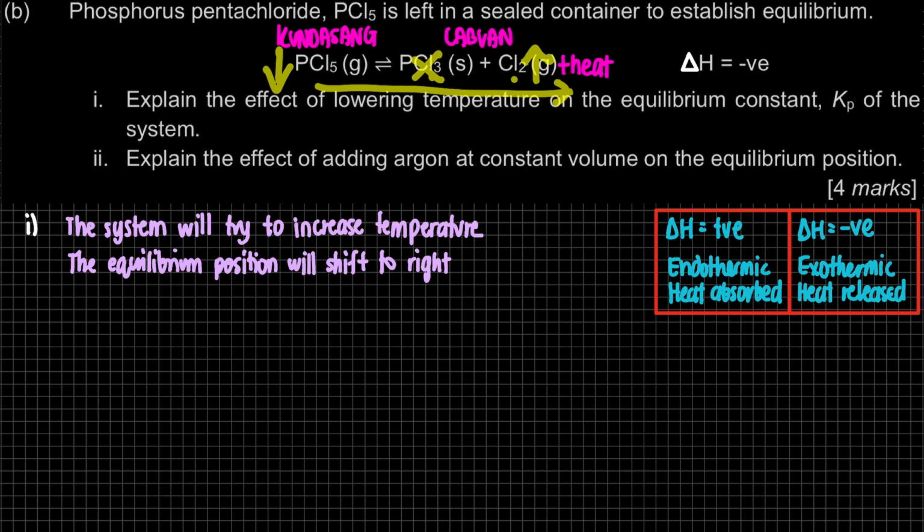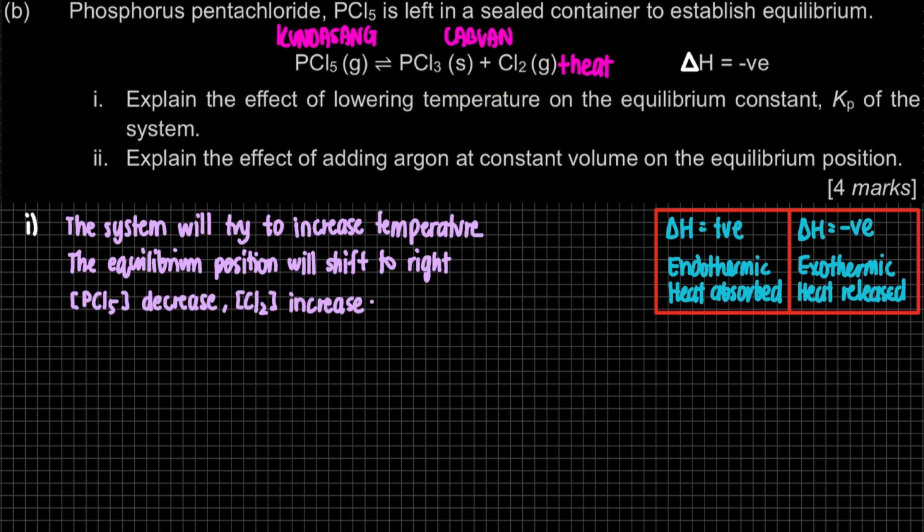So we have to mention that. The effect there first is the concentration, which one will decrease, which one will increase. If the question asks to explain the effect, then these will be the points. First you have to mention the counter back. Then you shift to where? The equilibrium position shifts to the right or the left. And what happened to the concentration?